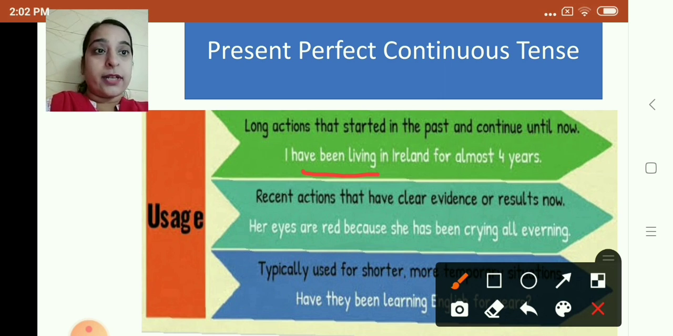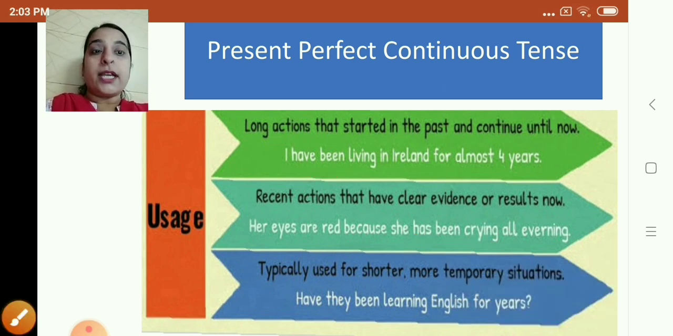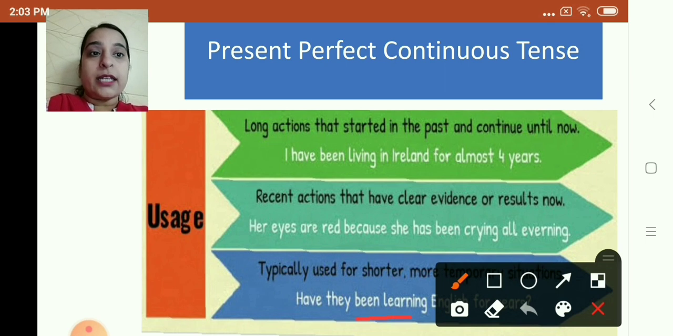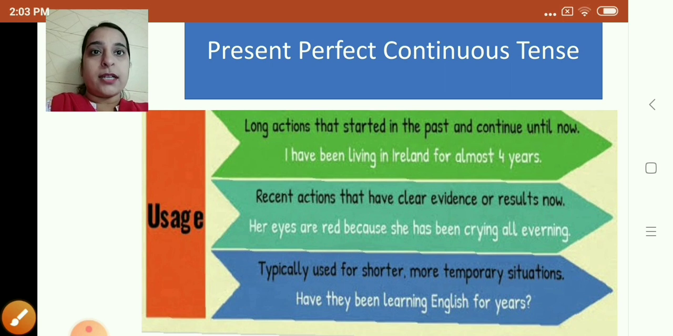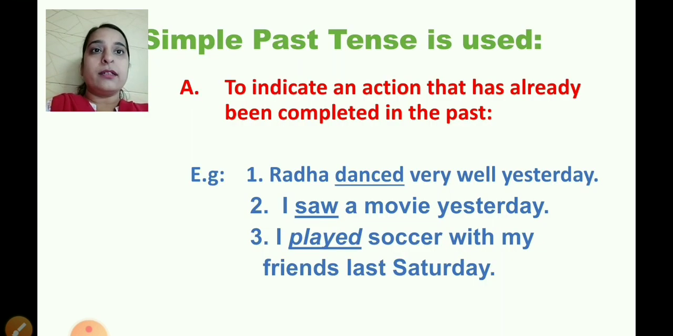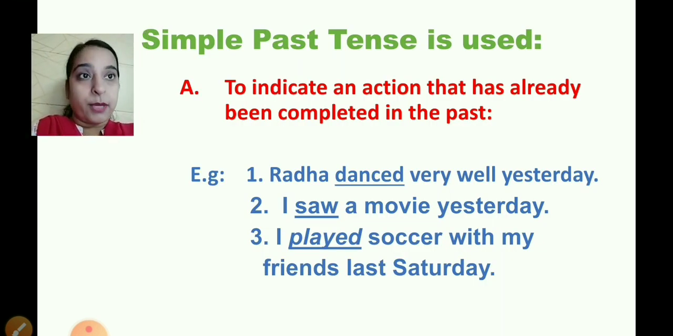Recent actions that have clear evidence or results now. Her eyes are red because she has been crying all evening. Typically used for shorter, more temporary situations. Have they been learning English for years? Yes. So have they been learning? Okay, so children, when you use present perfect continuous, you have to use have, been and ing to the word. Okay, now let us learn about simple past tense.